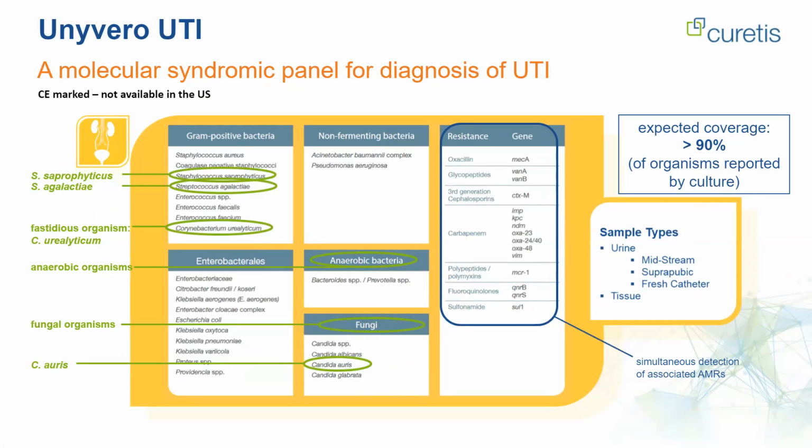And this is how the panel looks. You find all these common organisms, required, of course, to achieve an expected organism coverage of more than 90%. But you'll also find those special ones mentioned before and highlighted in green here, like CNS, Strep agalactiae, Corynebacterium, Candida, and so on, together with relevant associated resistance markers, here highlighted in a blue box.